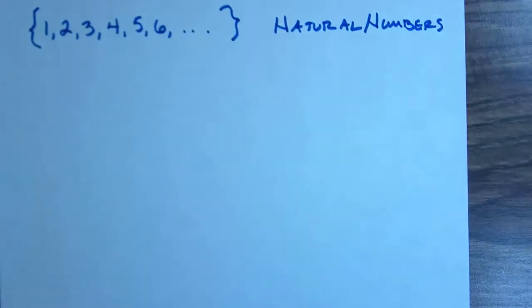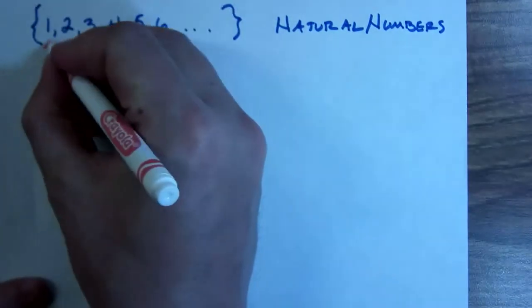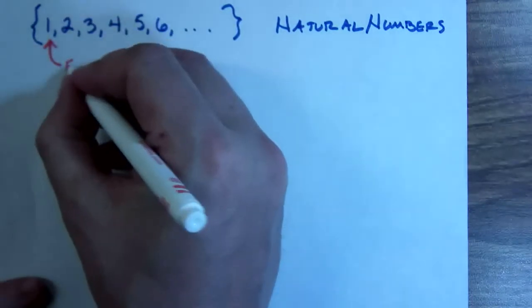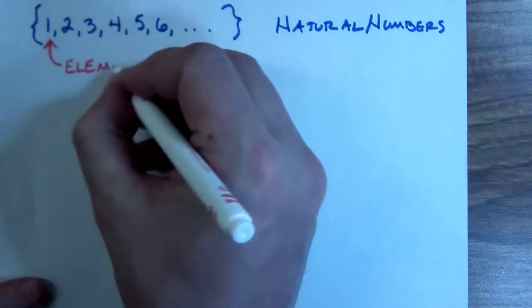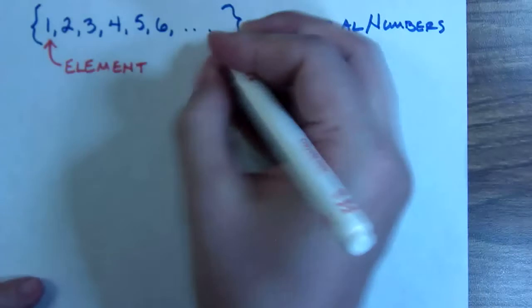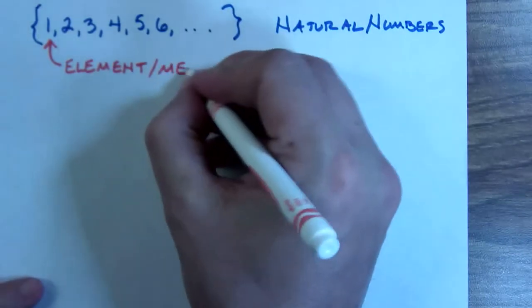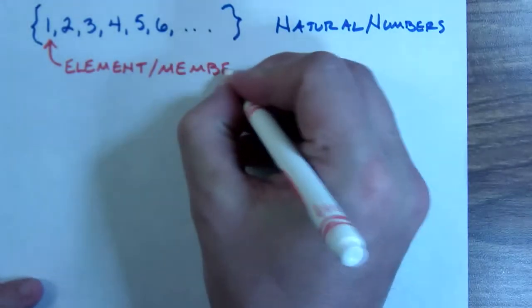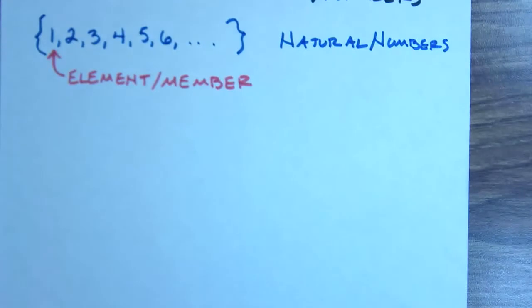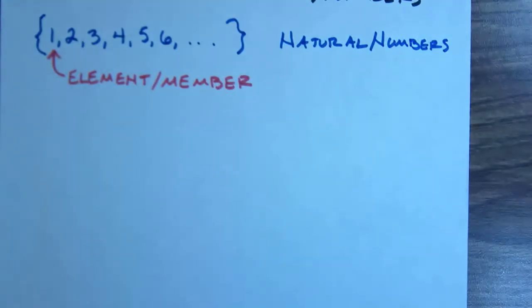And so each number in that set is called an element of the set. You could maybe refer to this as a member of the set. Each thing in the set is called an element or a member of the set. So that's a set called natural numbers. It's positive numbers, whole numbers, going from 1 to infinity.